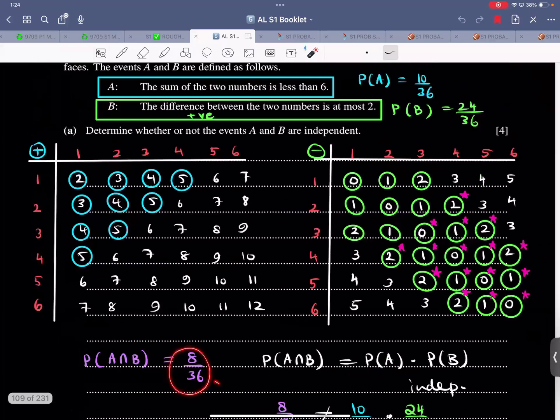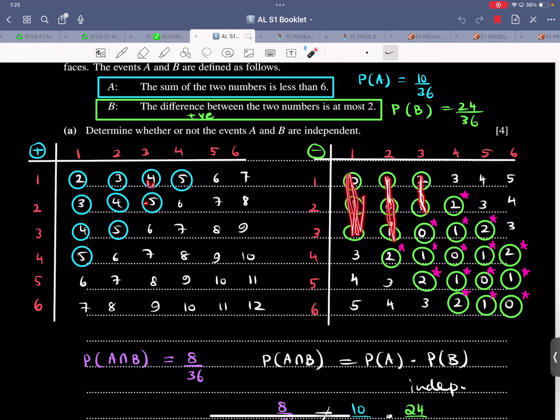This purple one over here. So now out of these 10, how many of them would have this thing? The difference is at most 2. So out of these 10, 1, 2, 3, 4, 5, 6, and then 7 and 8. So basically this 3, and these 3.